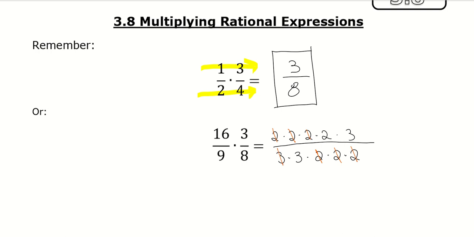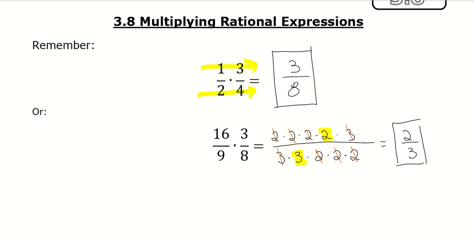And then I have a 3 and a 3. So I'm now left with, on the top, all I have left is this 2, and on the bottom this 3. So therefore my finalized answer is 2/3, 2 over 3.